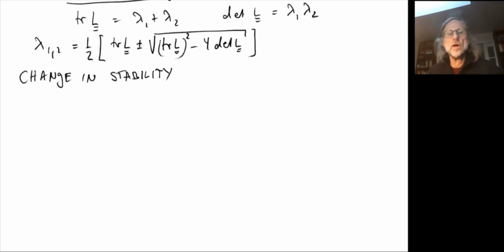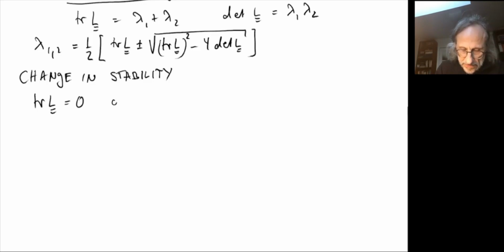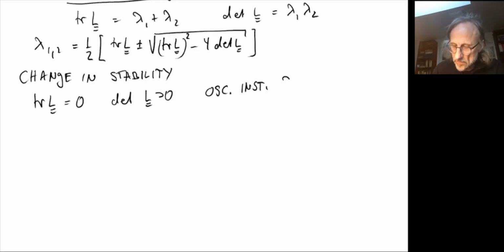If we're looking for a complex pair crossing the imaginary axis, then we need to have the square root be imaginary, and the trace needs to be 0. That means if the trace is 0, then the determinant has to be positive for that instability. So if the trace of L is equal to 0 and the determinant is positive, then we get an oscillatory instability, and lambda 1 and 2 are complex. The real part changes sign when the trace of L changes sign.